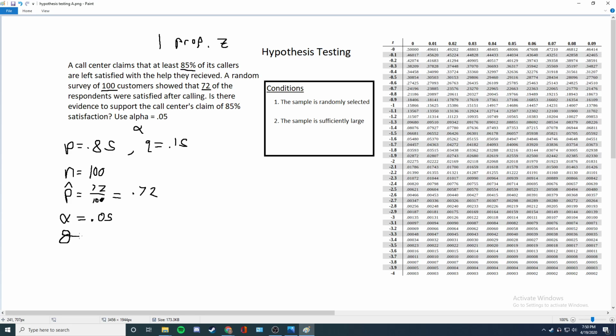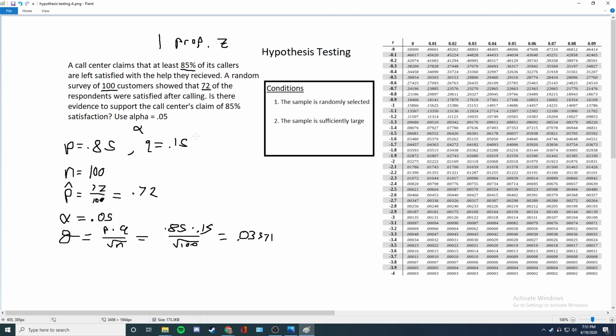Lastly, we need the standard deviation, which in this case we'll do by having the square root of P times Q all over N. So if we plug in what we know, we have 0.85 times 0.15 all over 100, which works out to be 0.03571.